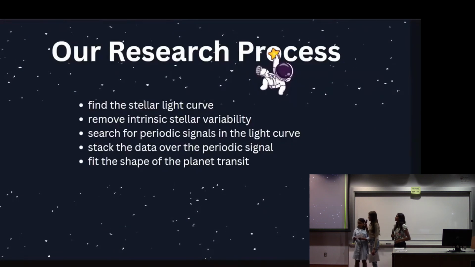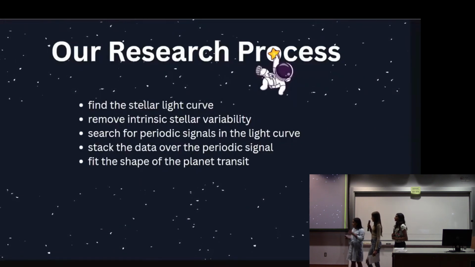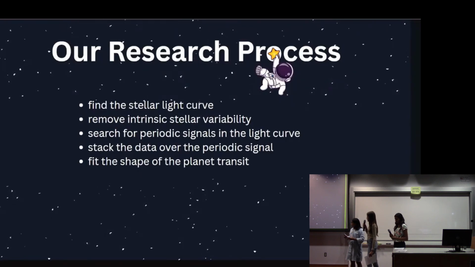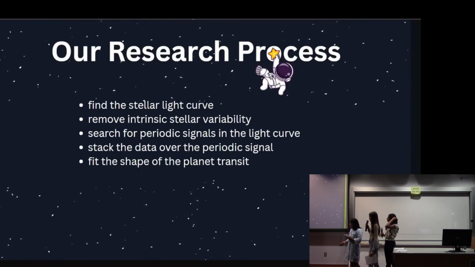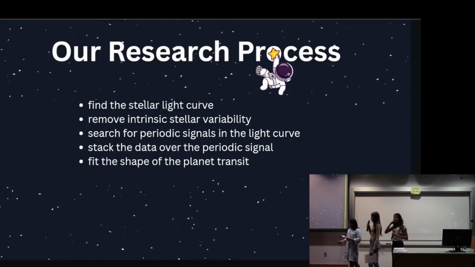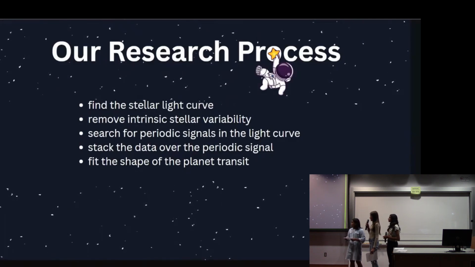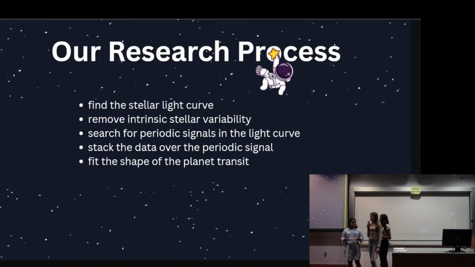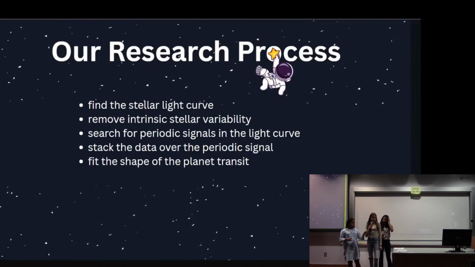Our research process. First, we find the stellar light curve, remove stellar variability, search for periodic signals in the light curve, stack the data over the periodic signal, and fit the shape of the planet transit. But if you don't understand, don't worry, because Emma will go more in depth.